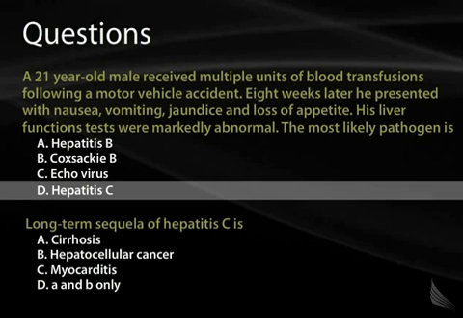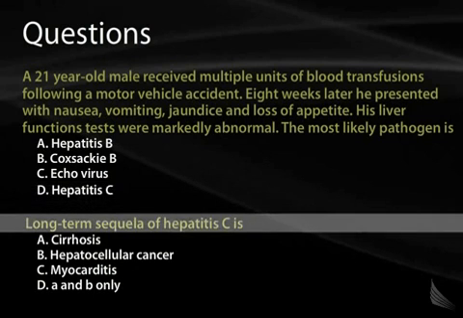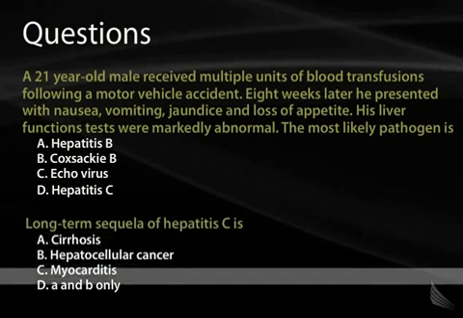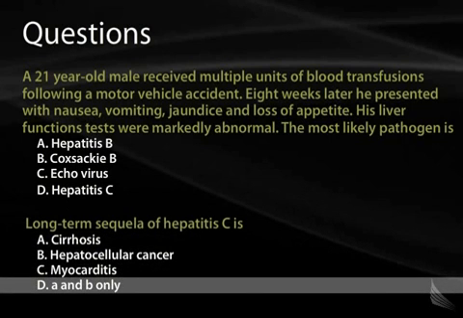Coxsackie B virus won't usually cause a hepatitis, neither will echovirus. Long-term sequelae of hepatitis C is cirrhosis, hepatocellular cancer, myocarditis, or A and B only. Hepatitis C most likely goes to chronic hepatitis, which gives you cirrhosis, or hepatocellular cancer, so A and B. So the answer is D.